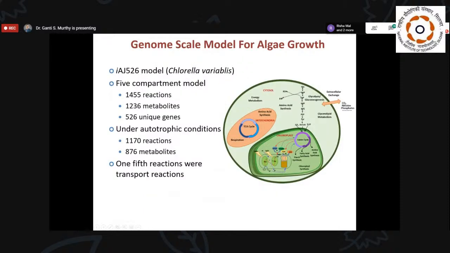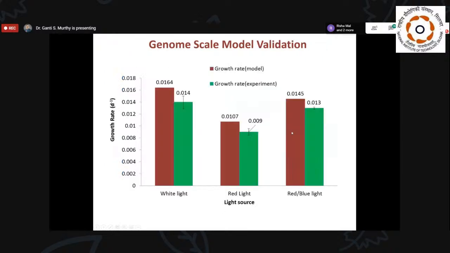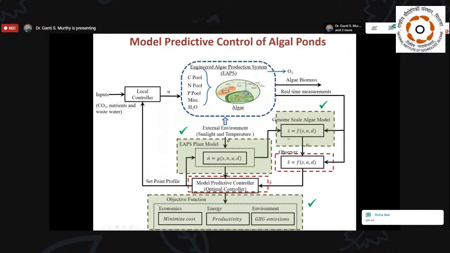Then we developed a genome scale model for algae growth. It is called the iAJ526 model. AJ represents Ankita Juneja, who was my student working on this project. 526 is the number of genes in this model. It had about 1450 reactions, 1230 metabolites, and 536 unique genes. Under autotrophic conditions, again about 1200 reactions and about 900 metabolites. We took that genome scale model and validated it through a number of experiments, and once we validated that, we had a validated genome scale model.